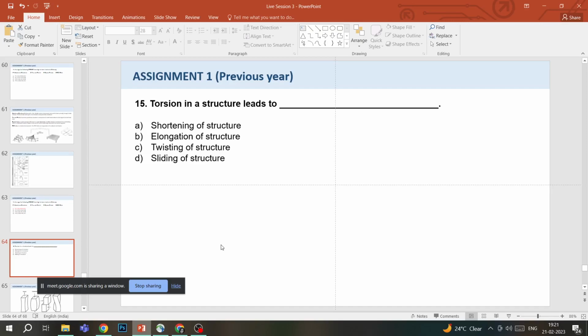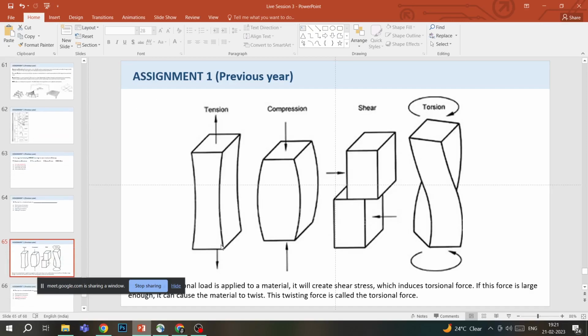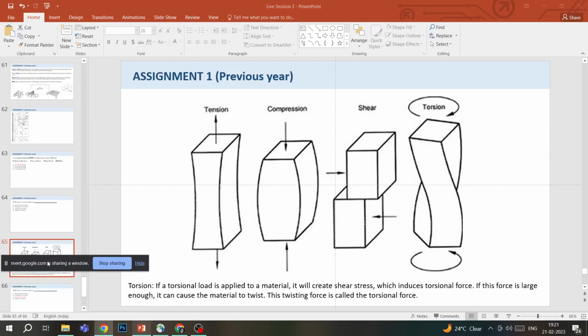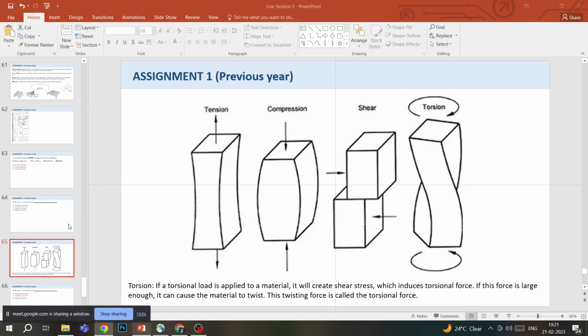I provided an image where I showed how, in one structural member, one cuboid, if you were applying compressive force or tension force or shear force, what was happening to that body. So coming back to this example again, you can see tension makes the structure elongate, compression makes the structure compact, shear makes the structure divide in two parts, and torsion makes the structure twist.